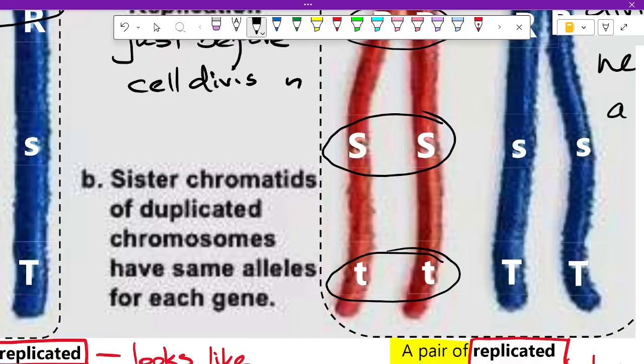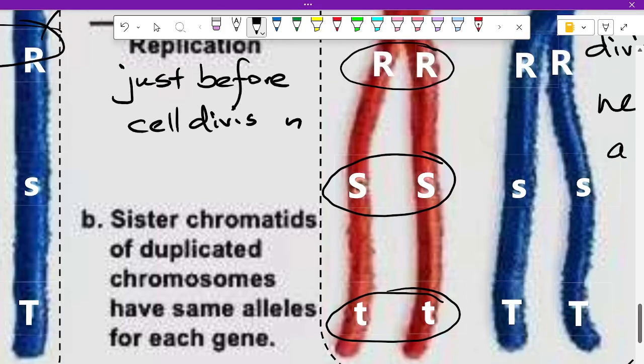You guys can't read? Are the alleles within a replicated chromosome, on the two halves of the replicated chromosome, are they different? No, they are identical because it made an identical copy. Literally, like you stuck it on the photocopier and copied it.